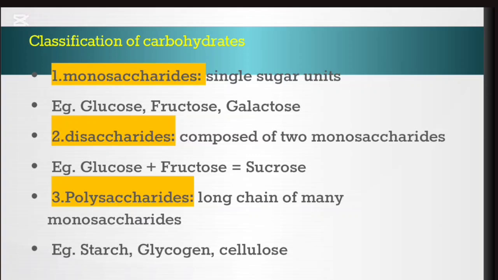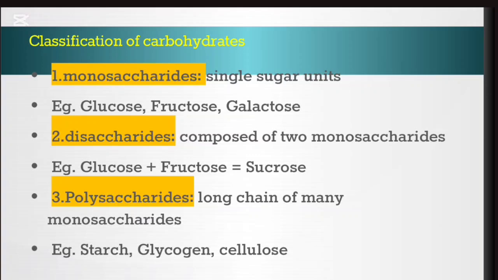When glucose and fructose combine together, they form sucrose. Di means two. Example: glucose is one monosaccharide, fructose is one monosaccharide. When the two monosaccharides join, they form sucrose.